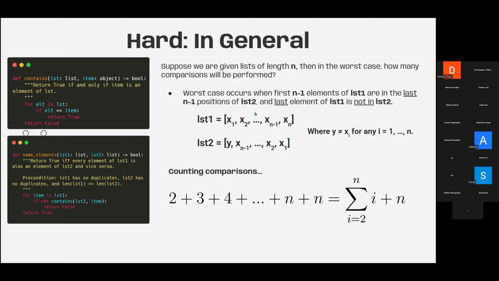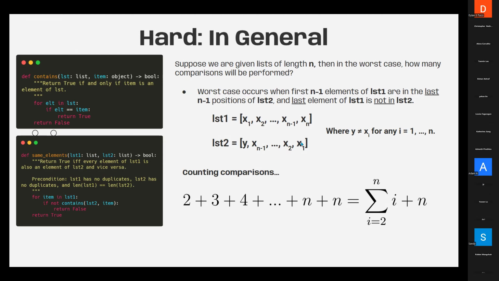So let's just go over it. When we start at x1, for each element in list 1, we call contains to check whether x1 is in list 2. We're going to compare x1 to the n elements. So we compare it to y, we compare it to xn-1, and so on all the way up to x1. And that's n comparisons we've done, which is why we have an n over here.